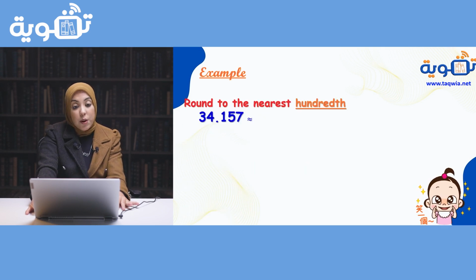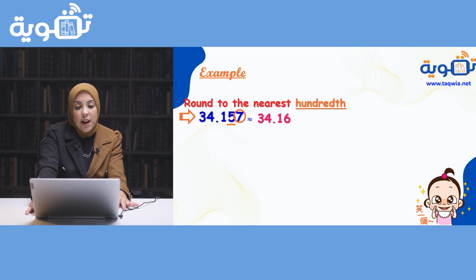And now we want to round to the nearest hundredth. Where is the hundredths place here? It's the 5. So we underline 5 and circle 7, the digit to the right. 7 here is strong, so I have to raise the underlined digit to be 34 and 16 hundredths.